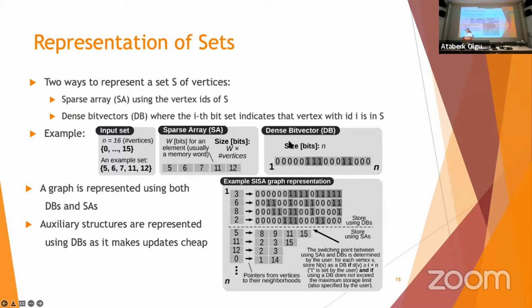Using both representations, how is a graph represented? Well, it uses both sparse arrays and dense bit vectors. Why? Well, generally, instructions on the dense bit vectors, as we will see, are faster. But the problem is that they provide some overhead because they are dense. They store zero information. So at some point, it gets more efficient to just save a few integers if the set is very sparse.